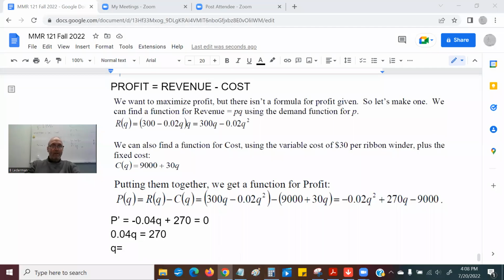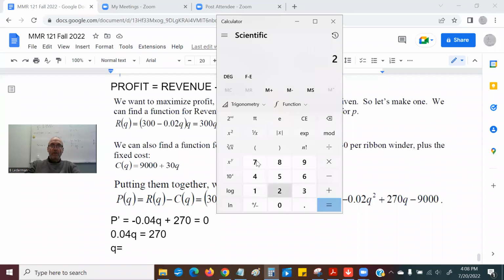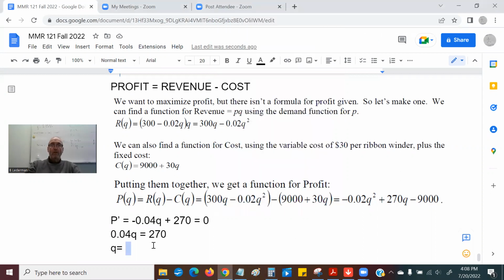Let's get a calculator here. 270 divided by 0.04. That is 6,750. That's a nice amount. So we get Q equals 6,750, and that's the only critical point.